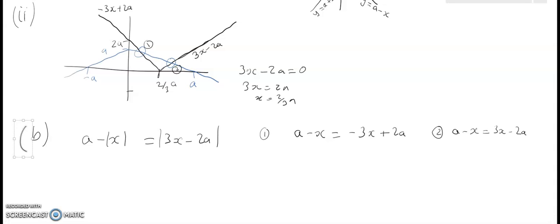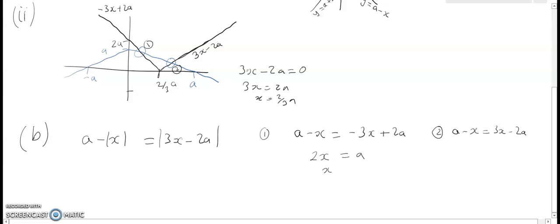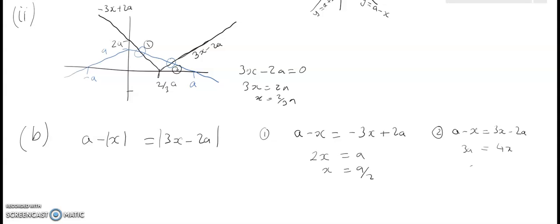So add the 3x over, so that's 4x, take the a over, you get 3a... Taking the first equation, add the 3x over, so that's 4x equals 3a, so x is equal to 3 over 4 a. On the other one we take the x to this side, so 2x is equal to a, and so x is equal to a over 2. And there's our two intersection points.